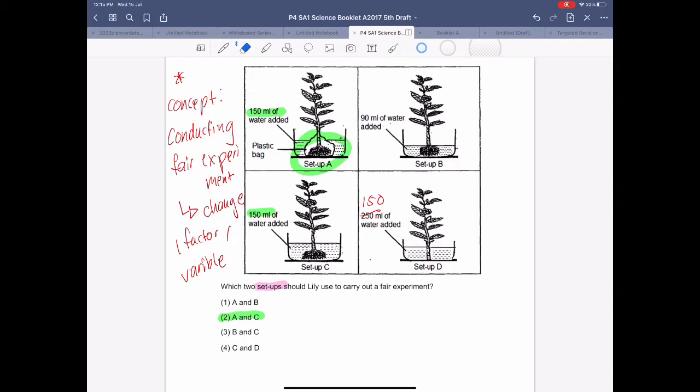So based on this, since both are 150 ml, the plants are the same, it's just that setup A has the roots separated from the water, I would assume that that is the one that they use for absence of roots, as compared to setup C, which is the presence of roots.